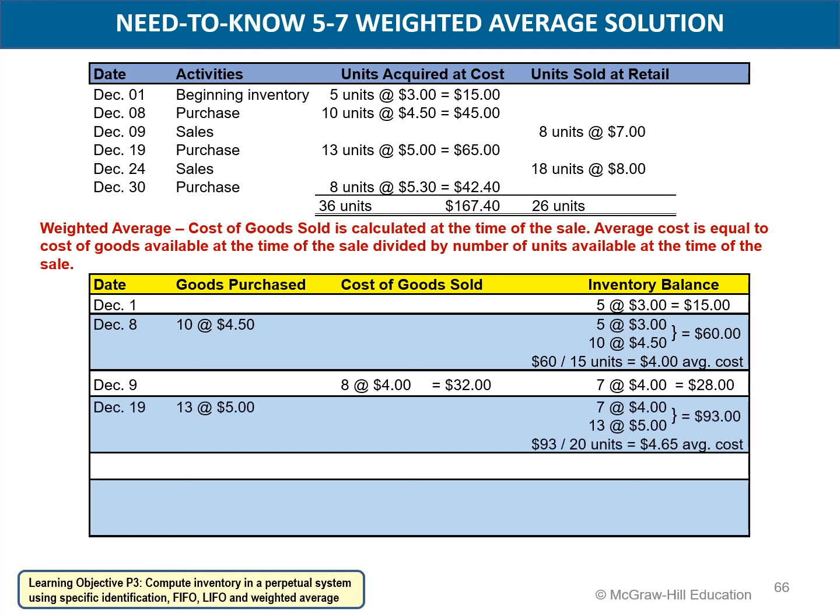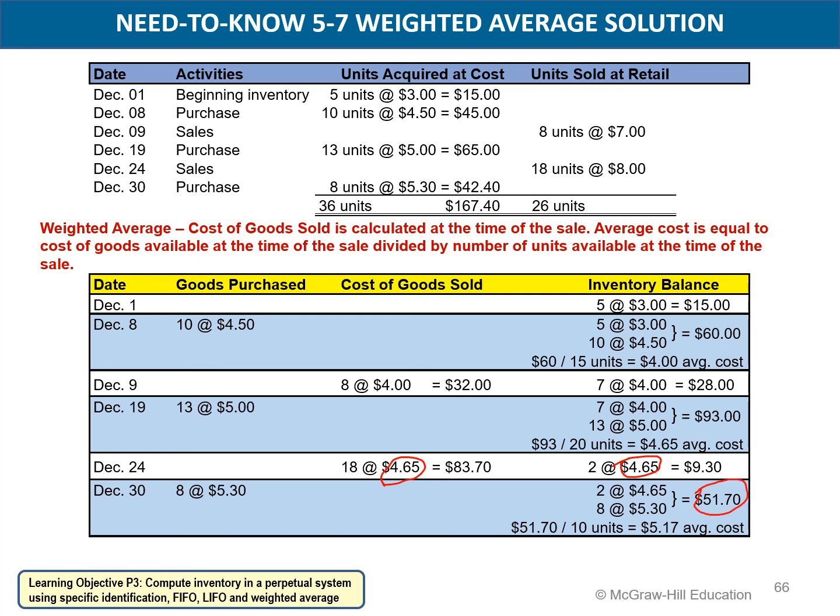Then we purchased 13, so now we have 7 at $4, 13 at $5 for a total cost of 93. We have 20 units, so 93 divided by 20 is $4.65. So when we sell our 18 units on December 24th, we're going to sell them at our average cost of $4.65. And then we had 20, we sold 18, so now we have 2 left at that $4.65. And then we purchased 8 units on December 30th, so we have 2 at $4.65, 8 at $5.30 for a total of $51.70 divided by 10 units, or an average cost of $5.17. Our total cost of goods sold is our 32 plus our 83 for a total of $115.